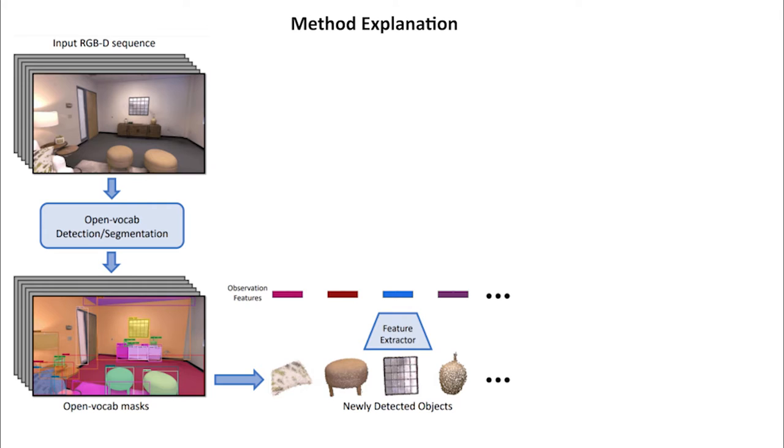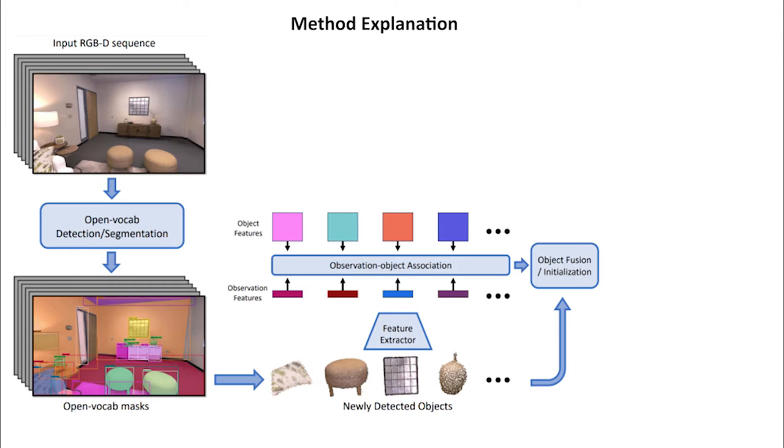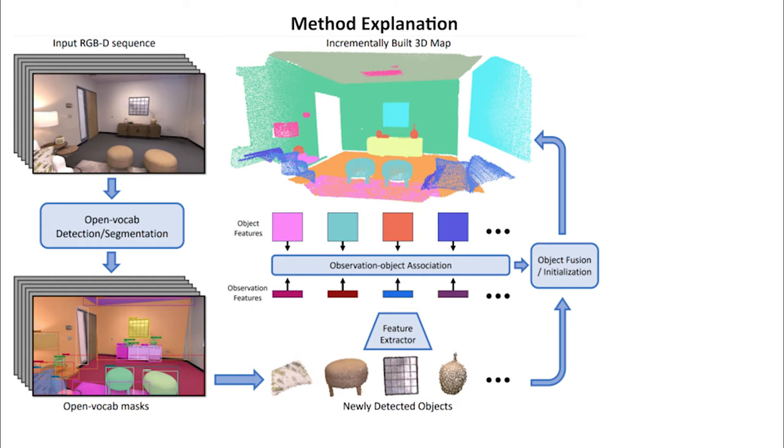Using the images again, we can now crop our image around each detected object and feed those crops to a vision language model such as CLIP to extract semantic feature vectors. Once we have each object's point cloud and semantic features, we can now measure their spatial and semantic similarity to existing objects in the map, and each object is either merged into one or added anew. Repeating this process for each frame allows us to incrementally build an object-based 3D map from our input images.